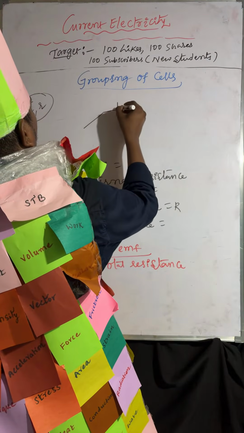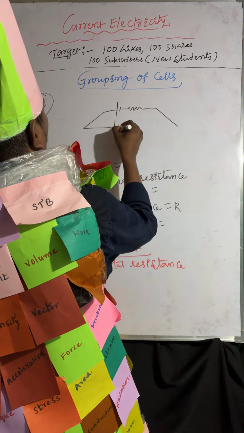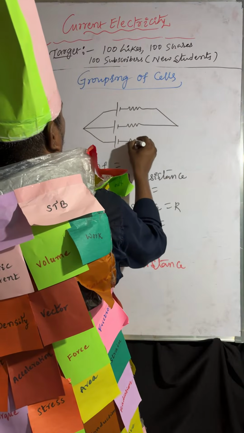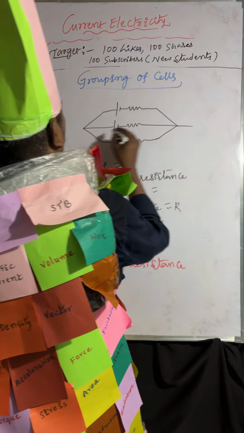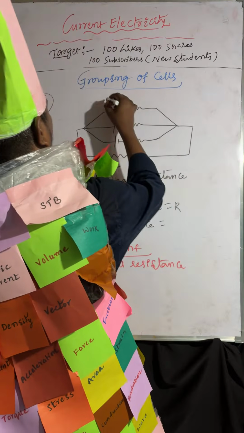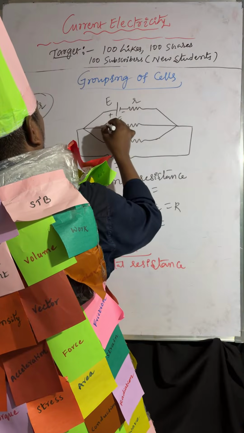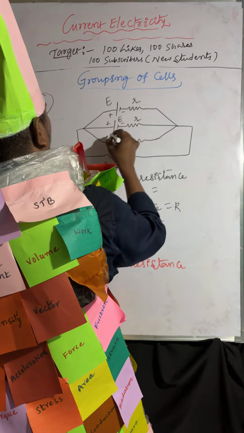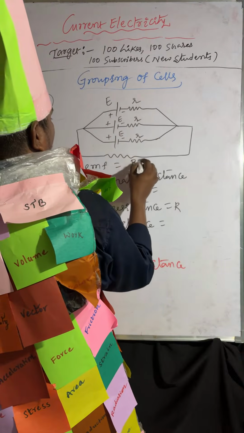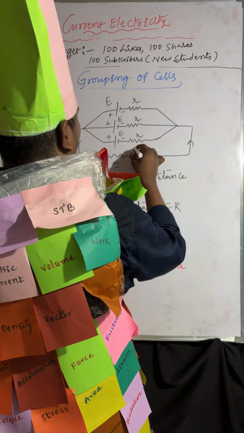Now we will see cells 1, 2, and external resistance. E and R of each cell is connected to one junction. All positive terminals are connected to one junction. All negative terminals are connected to another junction. So this is external resistance R.